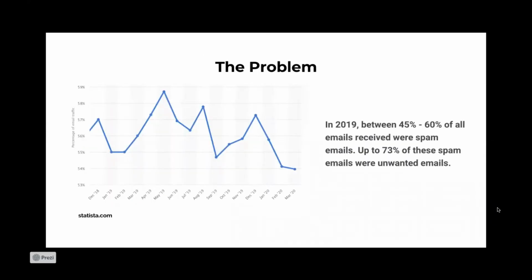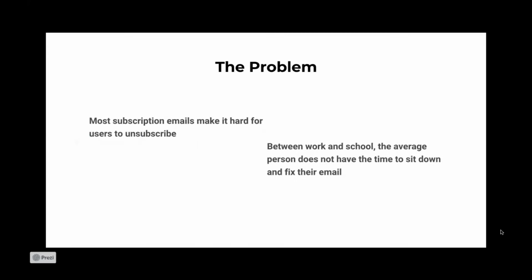So the problem that we're addressing is that in 2019, between 49% and 50% of all emails received were spam emails. Up to 73% of these spam emails were unwanted emails, meaning that users either didn't subscribe to these emails or they're just random emails from spam emailers. Most subscription emails make it difficult for the user to unsubscribe from them, and between work and school, a lot of users don't have the time to sit down and go through their emails and clear out all the junk.